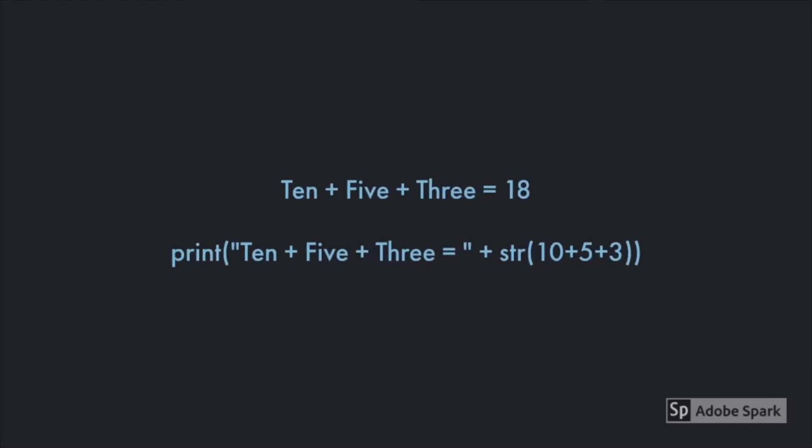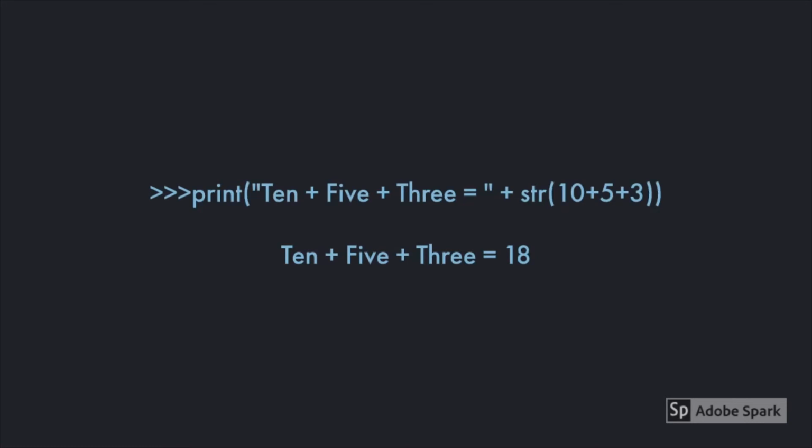You probably noticed that I put a close parenthesis at the end. This is because for every open parenthesis, we need a close parenthesis. So we need one close parenthesis for the str command, and we need one close parenthesis for the print command. Now I want you to run the command and see what happens. You should have gotten 10 plus 5 plus 3 is equal to 18.